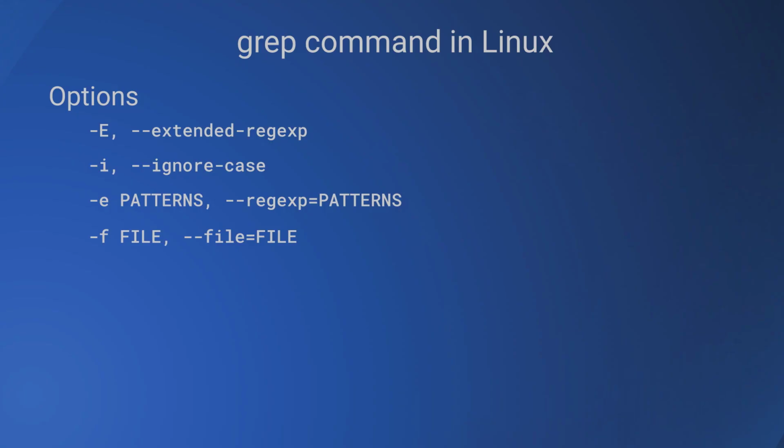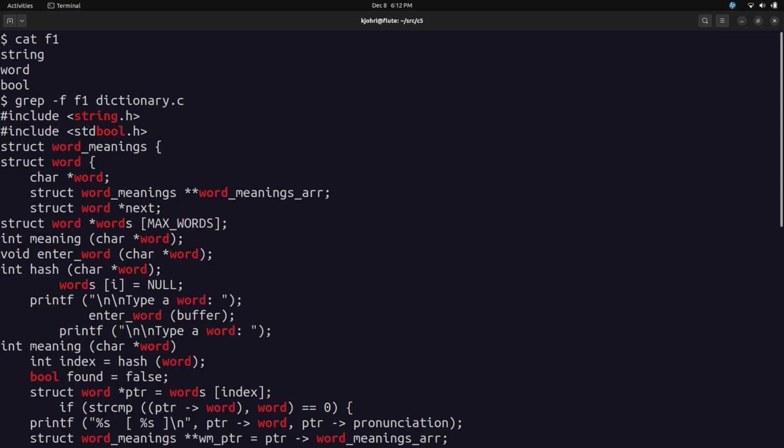Instead of passing patterns on the command line, we can put the patterns in a file, one per line, and pass the file with the -f or --file equal to file option. For example, we can put patterns string, word and bool in file f1 and pass it to grep as in grep -f f1 dictionary.c and get this output with lines matching the patterns. We can use the -f option multiple times, and we can mix -e and -f options.